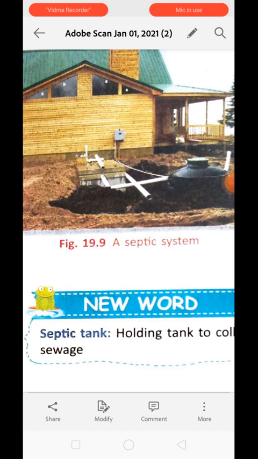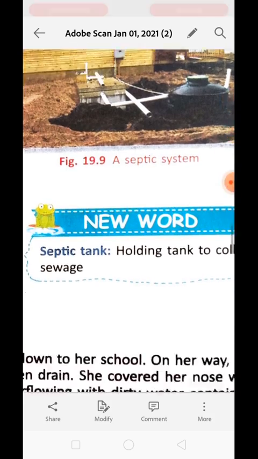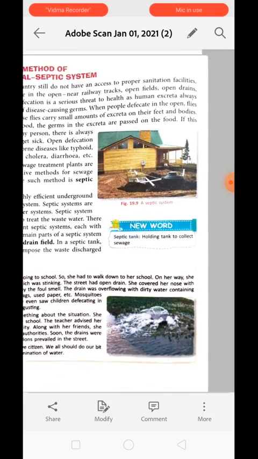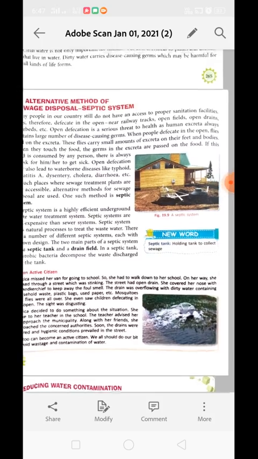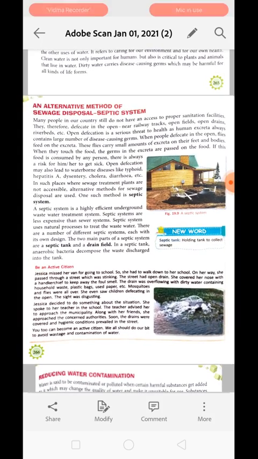In a septic tank, anaerobic bacteria decompose the waste and discharge it into the tank. Okay, septic tank, what happens in a septic tank? Anaerobic bacteria decompose the waste material and discharge it into the tank. Now see over here. It is discharged into the drain field, and from the drain field it gets drained away.